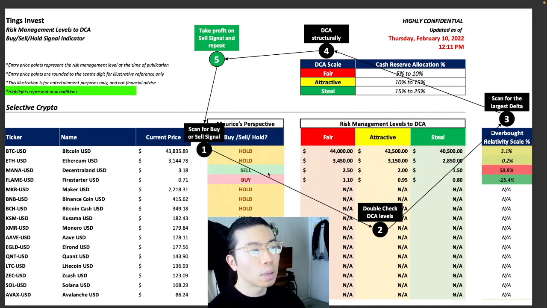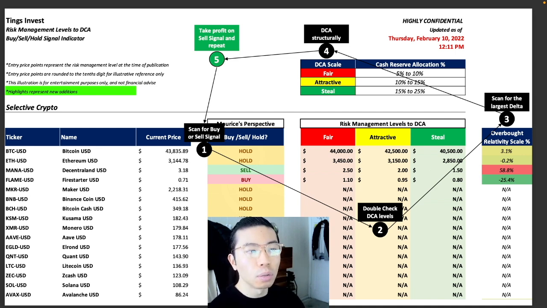And as you look into the sell signal or the buy signal, you naturally glide to the next step. You refer to the risk management level to dollar cost average at, right? You double check the DCA levels that I identify here for fair, attractive, and steal. It's a double sanity check that you want to see for yourself, right? Where are we lying at right now? Are we in the steal level, right? And then to be extra cautious, right?